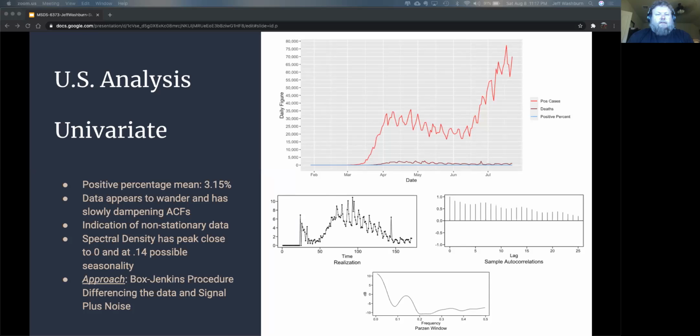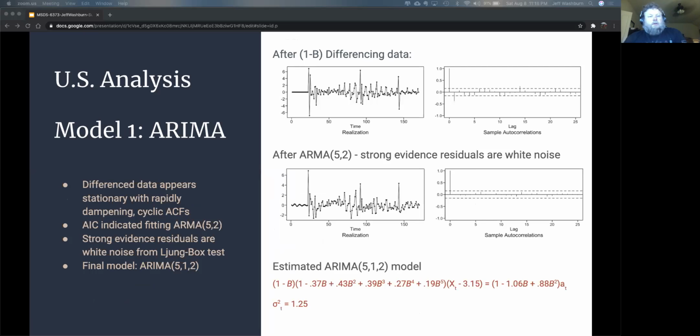Looking at the United States data first, we see a positive percentage mean of 3.15%. Taking a look at the positive percentage realization, we can see from the sample autocorrelations that the data somewhat wanders and has a slowly dampening ACF, which is an indication of non-stationary data. For the first model, I differenced the data, looked at the autocorrelations of the differenced data, and it appears to be stationary. AIC-BIC indicated fitting an ARMA(5,2) model. The estimated ARIMA(5,1,2) model is shown here in red.